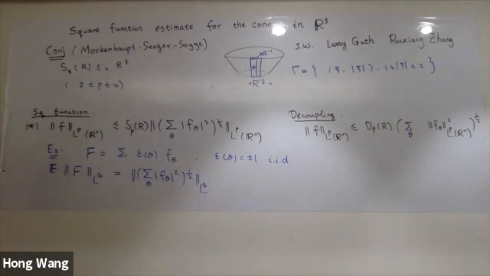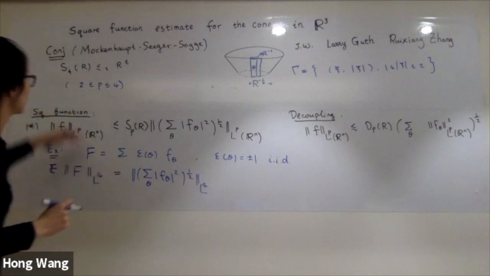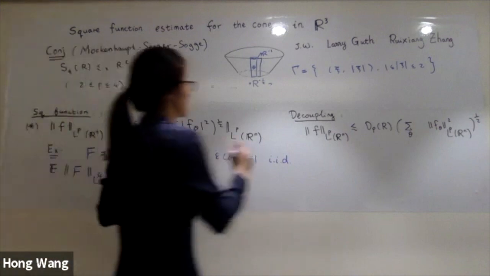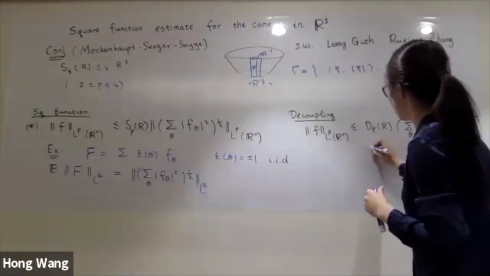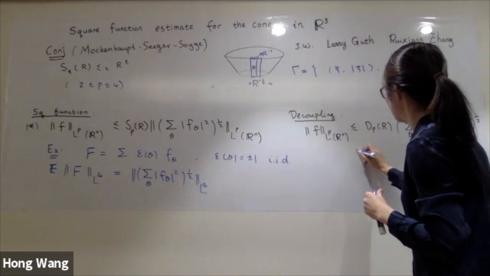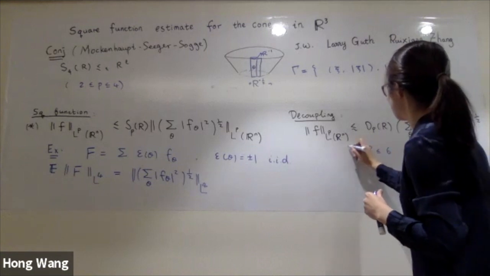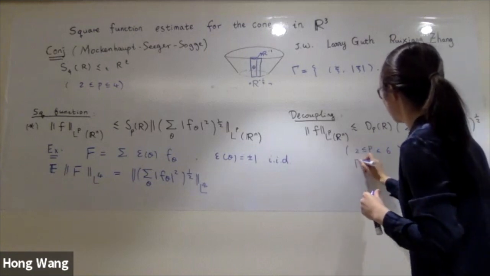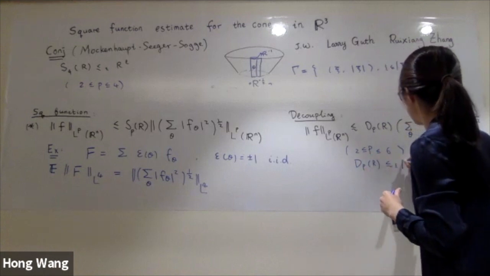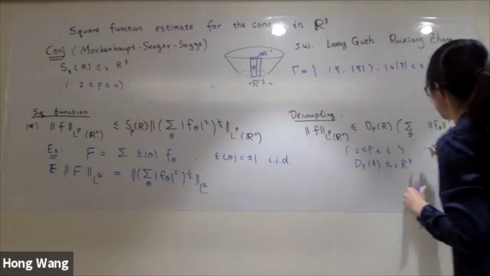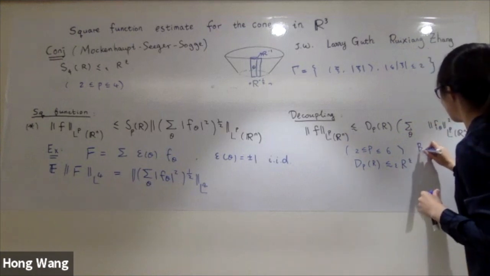And for p greater than 4, we expect the square function estimate to be not true with this R to the epsilon. And then for the cone in R^3, the decoupling estimate holds for p from 2 to 6, and we have the decoupling constant bounded by R to the epsilon. And this is done by Bourgain and Demeter.